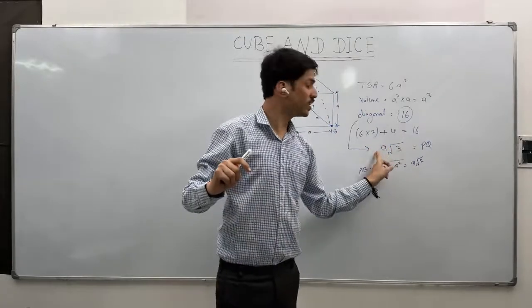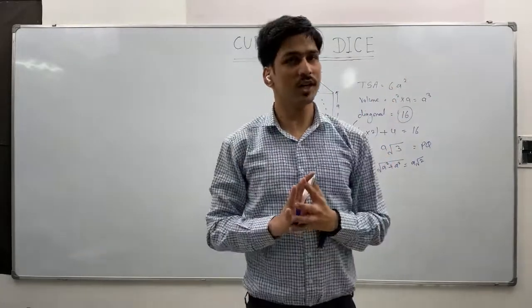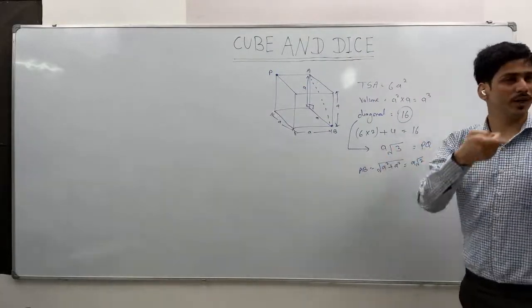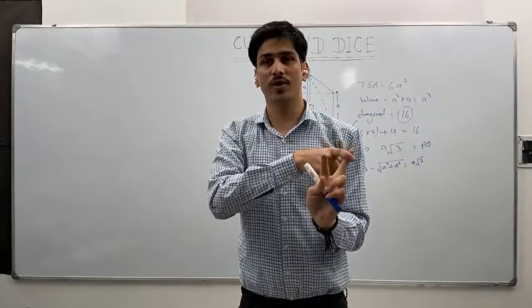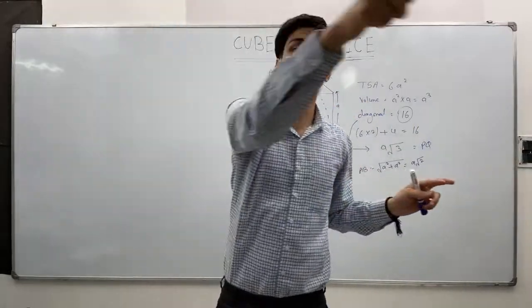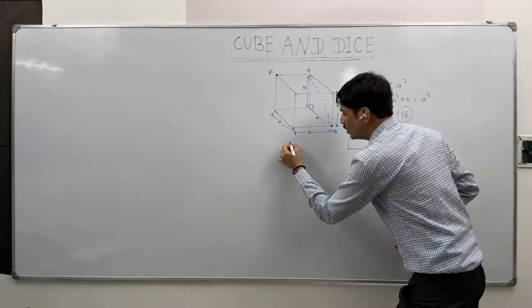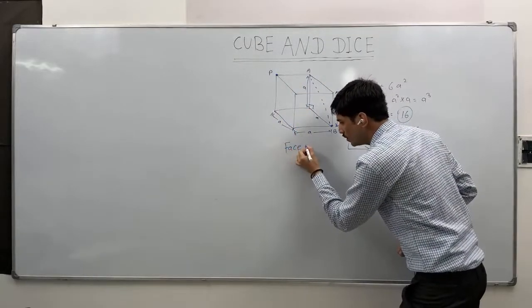And what is this one? Body diagonal. Clear? For this diagonal, we have one more name. One is body diagonal, another one is center diagonal, because it will pass through the center of the cube, right? This one is clear.